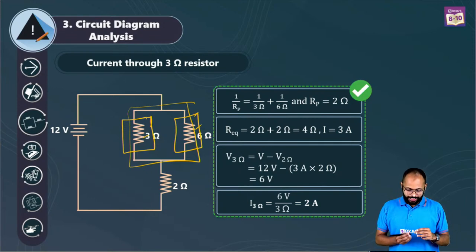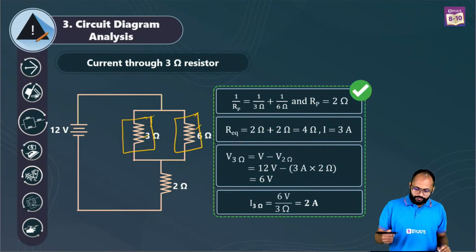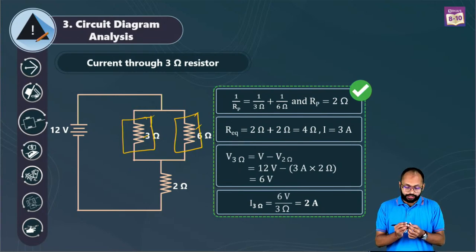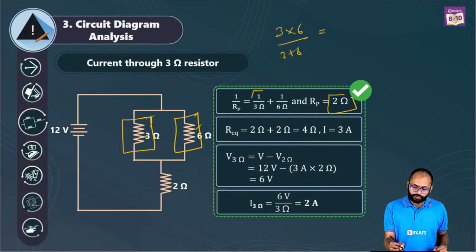Srishti, that's important. Practice more questions. First, we find the equivalent resistance of 3 and 6 ohms. They are parallel, so you can use the formula 1 upon 3 plus 1 upon 6, and you get 2 ohms. You can also use 3 into 6 upon 3 plus 6, that is 18 upon 9, which is 2. Fine, 2 ohms you got.